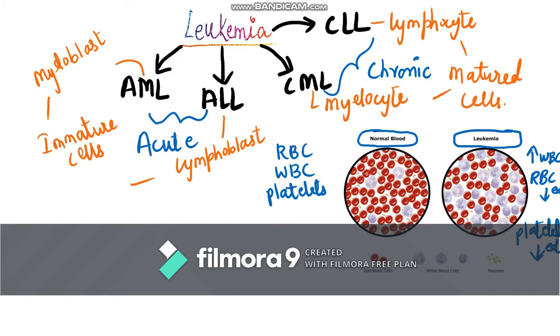Leukemia is the abnormal production of WBC cells, majorly the myeloblasts and lymphoblasts, in the bone marrow. To understand these myeloblasts and myelocytes or the lymphoblasts and lymphocytes, we need to understand the hemopoiesis algorithm. So let's have a look.